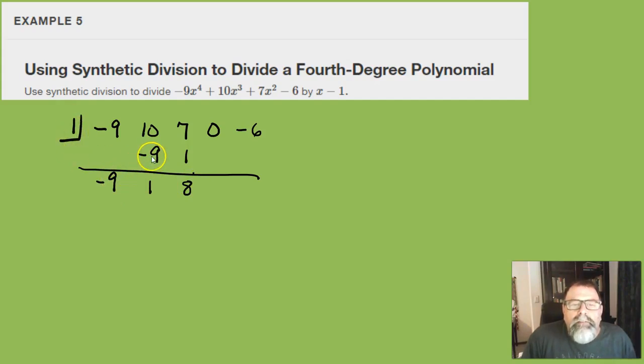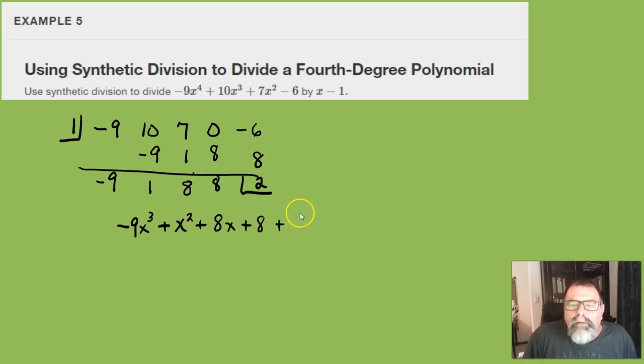So 1 times -9 is -9. We add down. 1 times 1 is 1. Add down. 8. 1 times 8 is 8. Add down the column is 8. 1 times 8 is 8 again. Add down the column, and you get 2. So our quotient is, let's see, this was x to the 4th, so this would be x to the 3rd. And then descending, so it'll be plus x squared plus 8x plus 8 plus our remainder of 2, and you put it over the divisor.